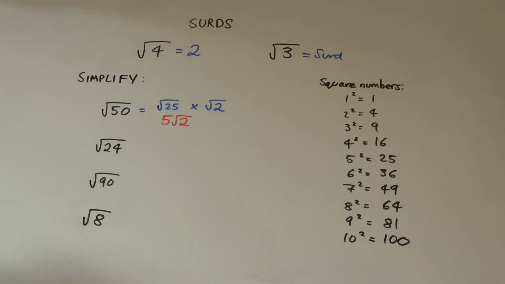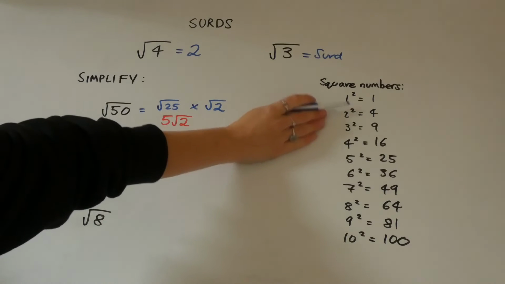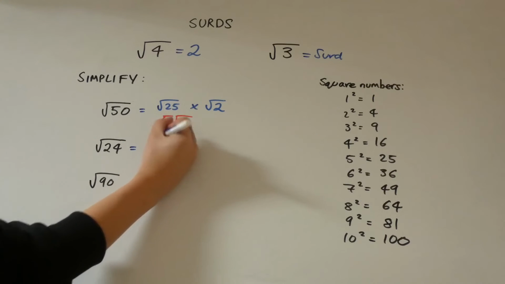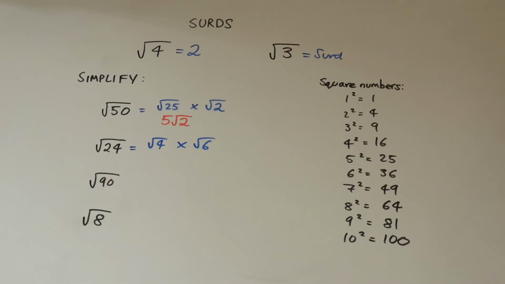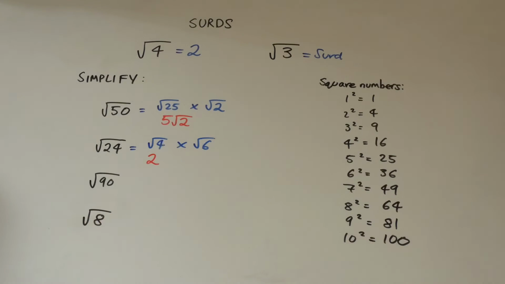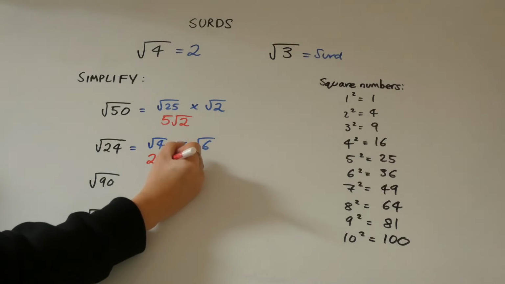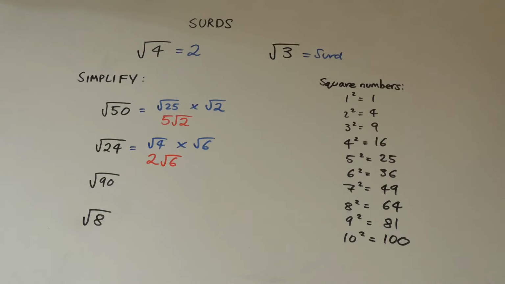We now need to go ahead and do the same thing with root 24. Thinking about two numbers that go into 24, with one of them being a number in this list over here, we know that 24 is 4 times 6. So we can rewrite this as root 4 times root 6. Now the square root of 4 we know is 2, so we can simplify that one straight away. And 6 is not a square number, so we can keep it as a surd, root 6, so our answer is 2 root 6.